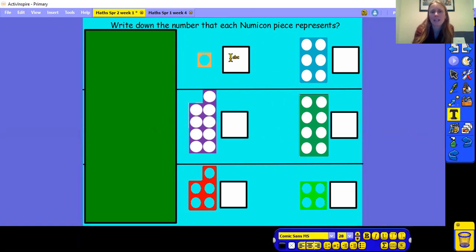So this Numicon piece represents, that's right, it's number 1. This one. Yes, it's 9. And this one? Well done, it's 5. What about this one here? Yes, that's right, it's 6. And this piece? Well done, it's 8. And the last one? Well done, it's 4. Well done if you got all of those correct.